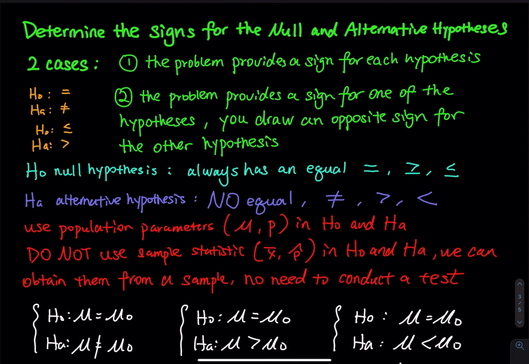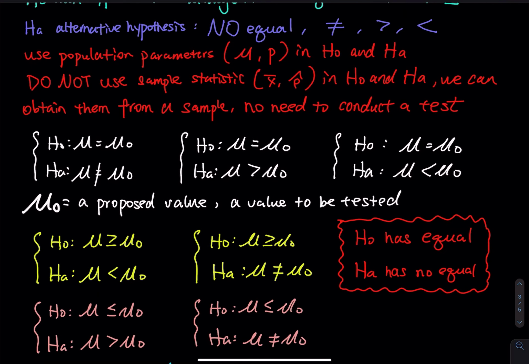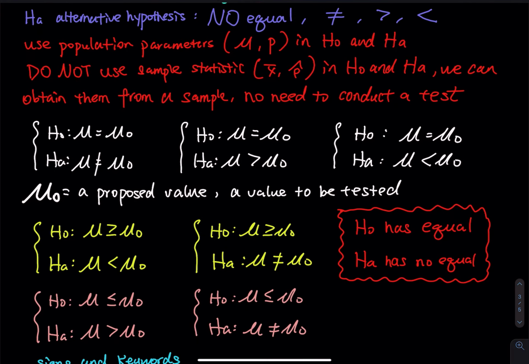And then I have some examples of pairs of H0 and HA. So starting on the first row, H0 is mu equals mu naught. So what is mu naught? Mu naught is a proposed value. So it's a proposed mean, a value to be tested. So let's say the problem says mu is equal to 40 in H0. Then the 40 is a number that we are trying to test. You are trying to go against mu equals 40 by saying HA, mu is not equal to 40. So the 40 is in H0. You are trying to challenge this number. You are trying to test this number. So therefore, we call that mu naught.